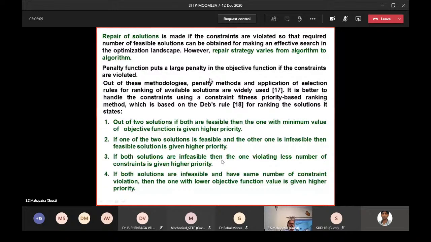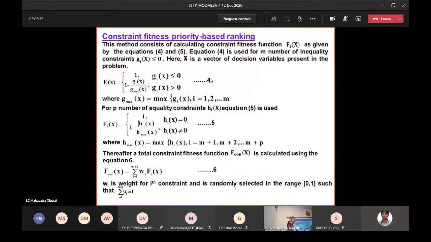So we define a constraint fitness priority based ranking. Now f(x) is equal to 1 if g(x) is less than or equal to 0 for the less-than-or-equal constraint, and 1 minus g_i(x) by g_max(x) if g(x) is greater than 0. Then similarly for equality constraints.